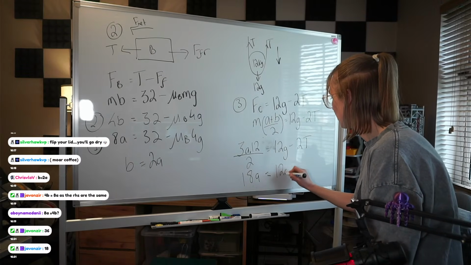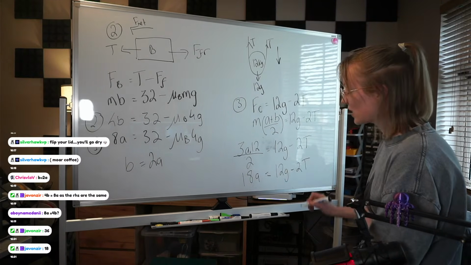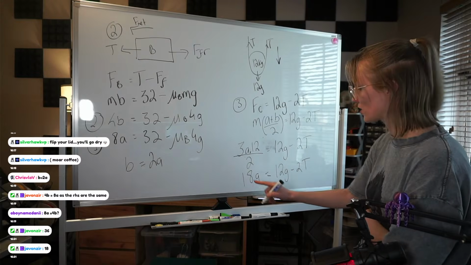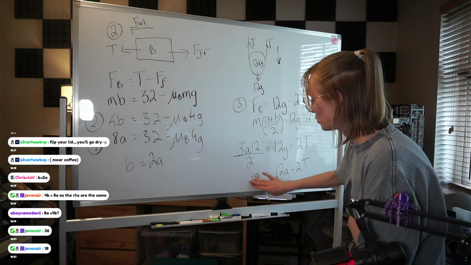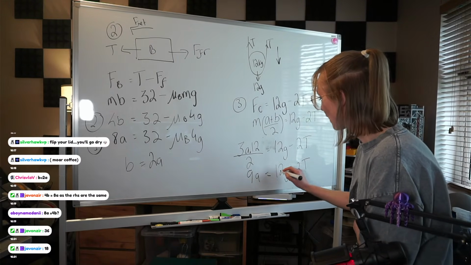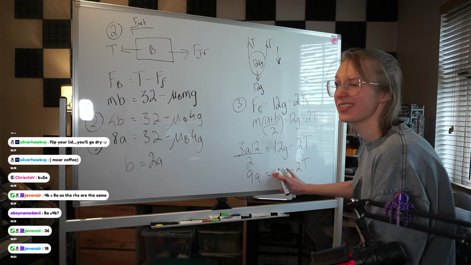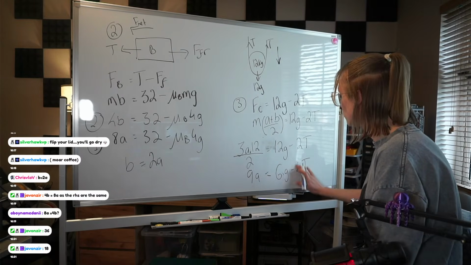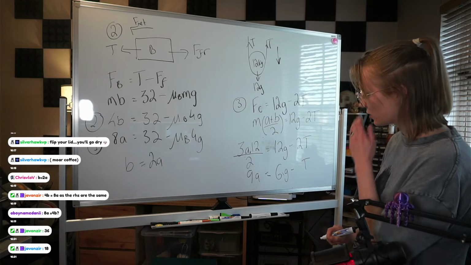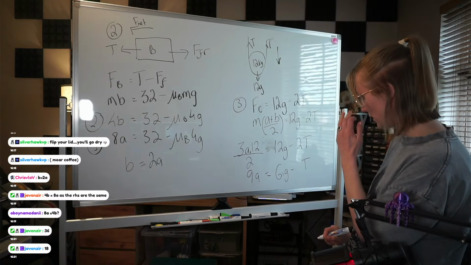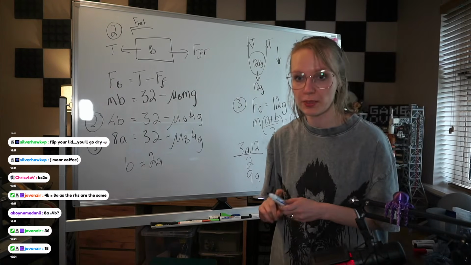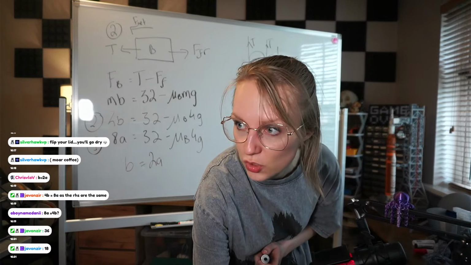18A equals 12g minus 2t. I'm going to take it one step further and divide across by 2. 18 divided by 2 is 9. 12 divided by 2 is 6. And 2 divided by 2 is just 1. So 9a is equal to 6g minus t. There we go. So we have a cleaned up expression here.